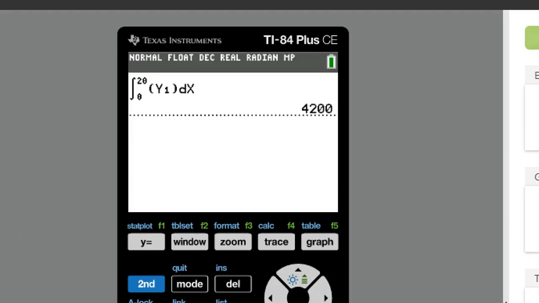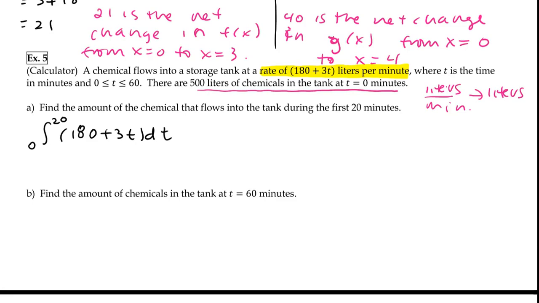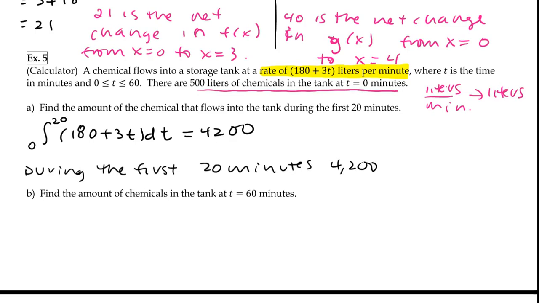dx, and there's our answer of 4,200. So this is 4,200. It's a story problem. Let's write out our sentence. Find the amount of chemical that flows into the tank. Maybe the sentence would look better if we said during the first 20 minutes. What was our answer? 4,200. Don't forget units: liters flows into the tank.